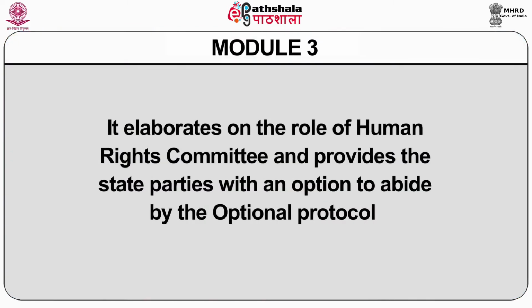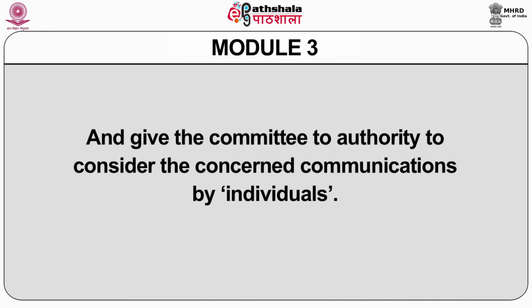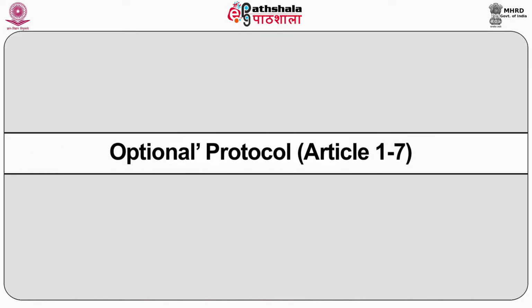This optional protocol is in furtherance of the explanation and provisions provided by the covenant and helps in achieving the purpose and objectives of the covenant. It elaborates on the role of the Human Rights Committee and provides the state parties with an option to abide by the optional protocol and give the committee the authority to consider the concerned communications by individuals. Optional Protocol Article 1 to 7.